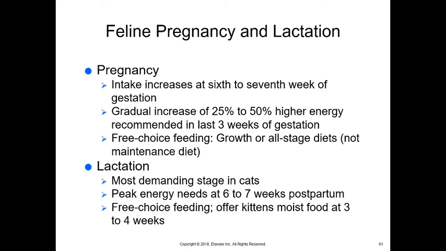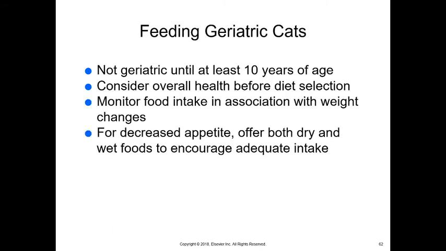During lactation, this is again the most demanding stage in all animals. They need most of their energy at 6 to 7 weeks postpartum, so they need to have free choice feeding all the time. And we're going to start to offer kittens moist food at 3 to 4 weeks.